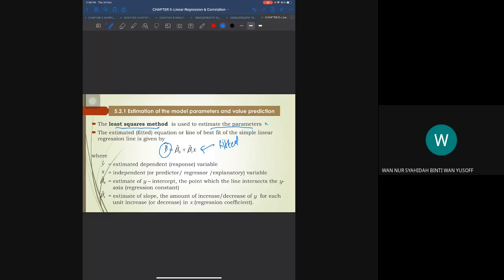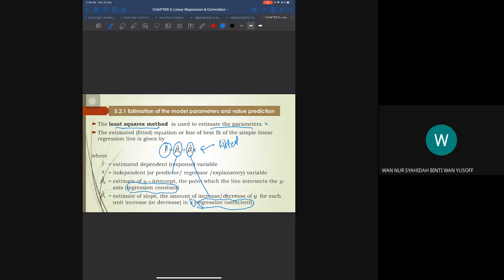Okay, because predicted one. So we have beta note cap, the intercept, and beta 1 cap, the slope. The intercept is also called the regression constant. Sometimes in a question we use the term regression constant, so you have to know what it refers to. The slope is also called the regression coefficient. So beta 1 tells the amount of increase or decrease of y for each unit increase or decrease in x.